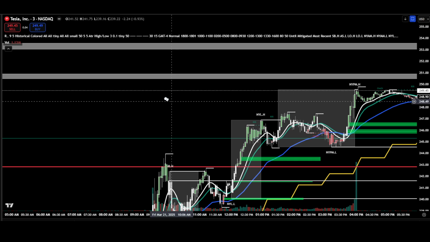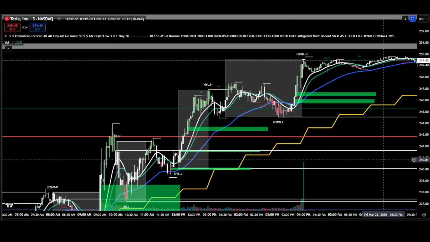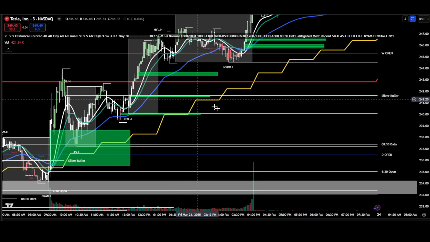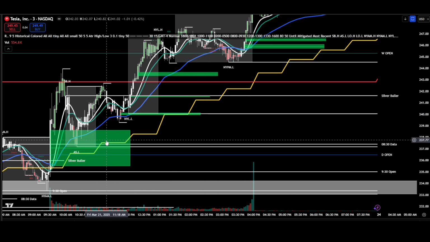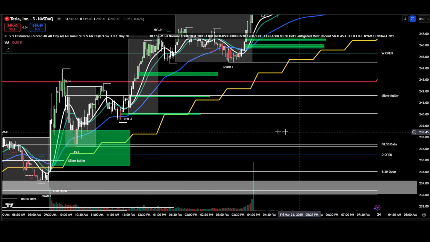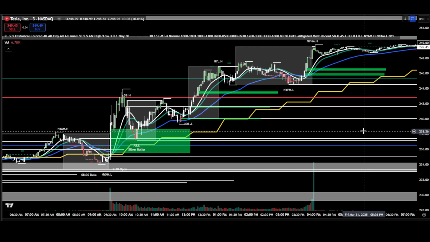Any more questions or additional questions now that we've looked at Tesla as well? Same thing. We got our moving averages that were above, and we also got our fair value gaps that are acting as confluence for our bias on which direction we're going.